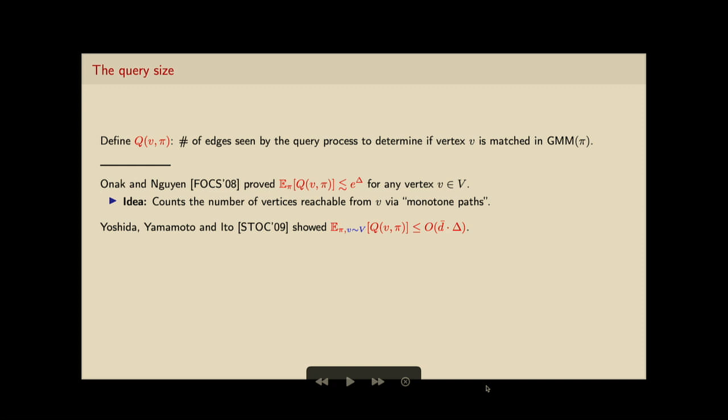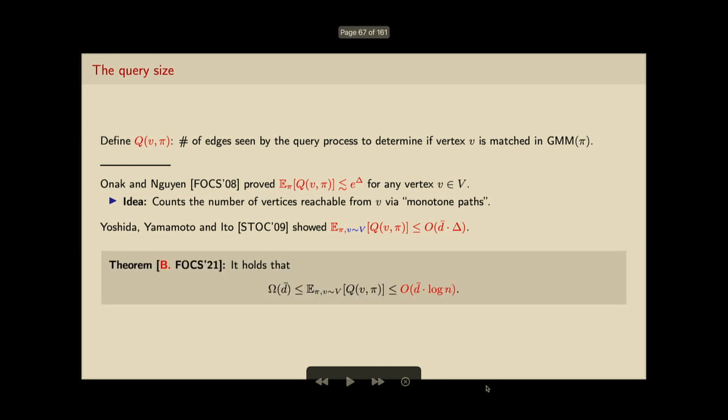The problem is delta squared still can be as large as n squared. So my result was a refinement over the analysis of Yoshida, Yamamoto, and Ito, combined with some recent advances in parallel algorithms, and it achieved an almost tight bound, up to logarithmic factors, on this quantity q(v, pi) for a random vertex and a random permutation: it is between the average degree and the average degree times log n. It takes a little bit of work, but this quantity is really the running time of the sublinear algorithm. So this is how you get an order n time algorithm for half approximations.